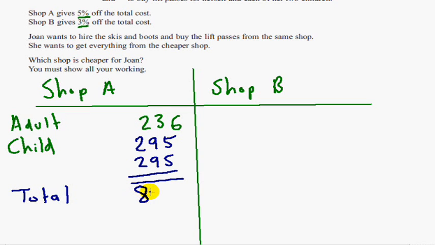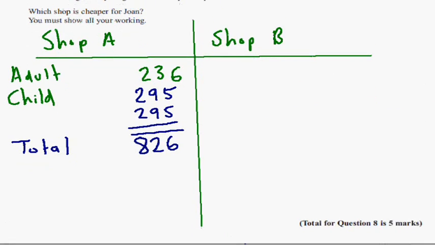So total is going to be 236 add 295 add 295, which is 826 euros. That's with, and they get a 5% discount from shop A. So I'm going to do it the short way. After the discount, after you take off 5%, that's going to give you 95% of the overall price. Or you could find 5% and take it off 826. So I'm just going to find 95% straight away.